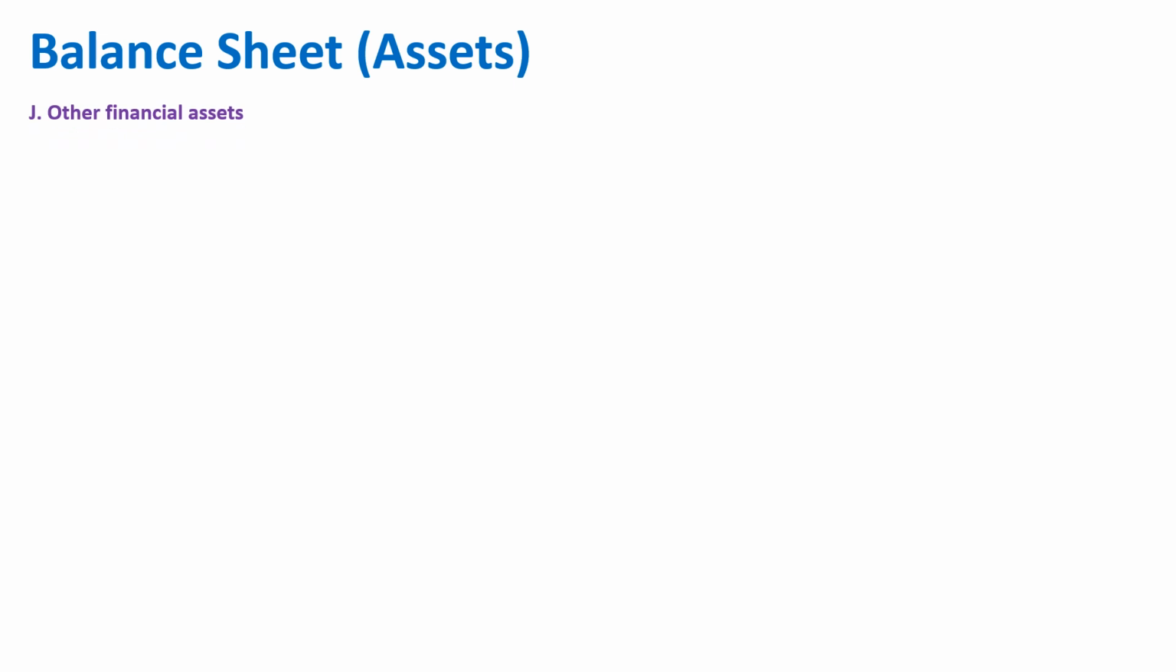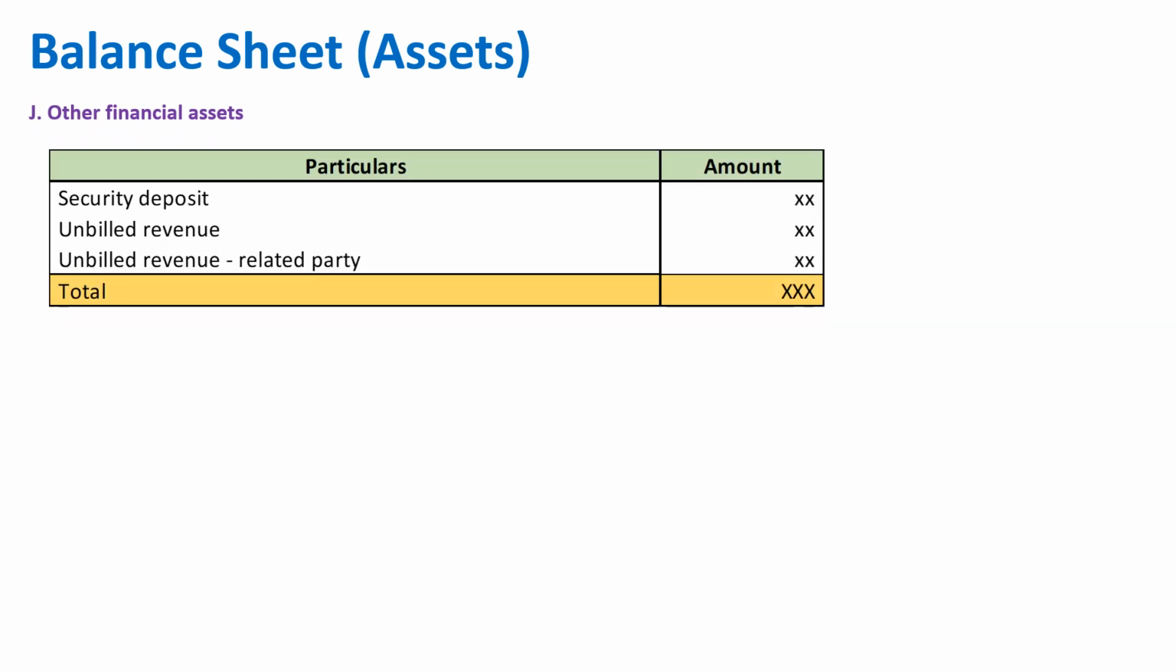Next item to be reported is other financial assets. You can see the format here. It is security deposits, unbilled revenue. That means if you have missed billing something and have not invoiced it, then you are accruing that revenue, and that will be reported here. And unbilled revenue from related party: if something is not billed to your related party, that also has to be reported here. All this will be under other financial assets.